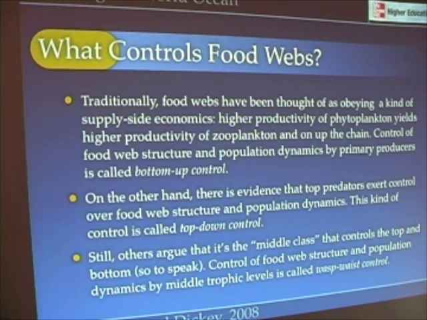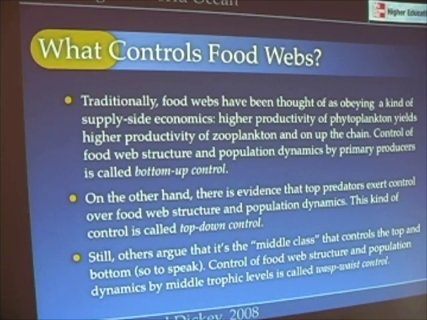Well, there's also evidence that top predators may exert control over food webs, and this is called top-down control. Top predators in this sense, and as we'll see in just a few minutes, are the primary controlling mechanism over the populations and over the kinds of organisms that may be present in a particular food web.